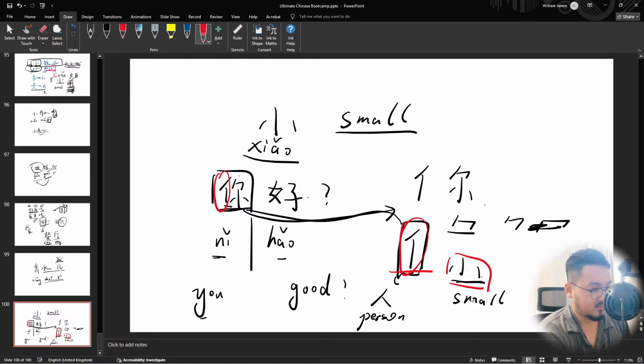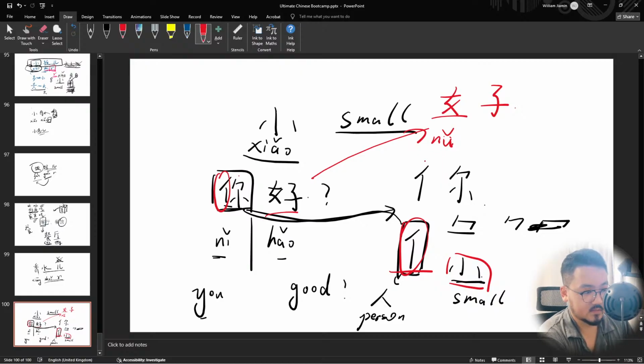So yeah, for example, this 好 is like good, right? But you decompose this as this and this, right? This is 女, like a girl's, right? You can sort of treat this as a girl's, like a dress, something like that, right?